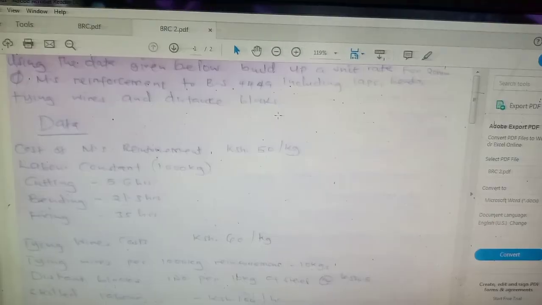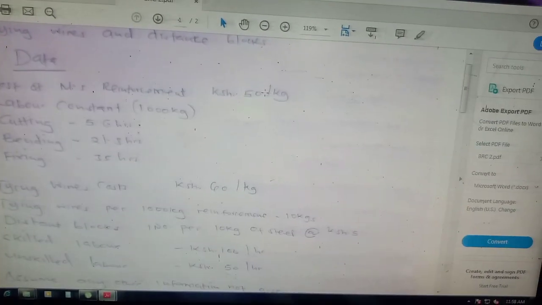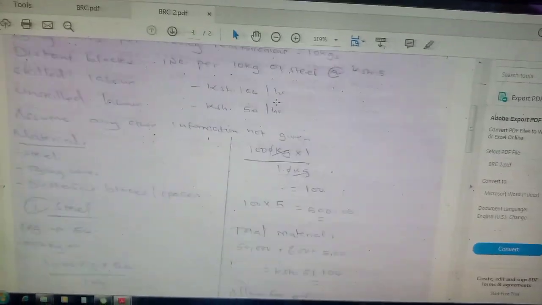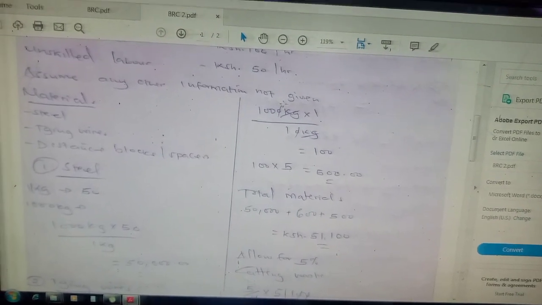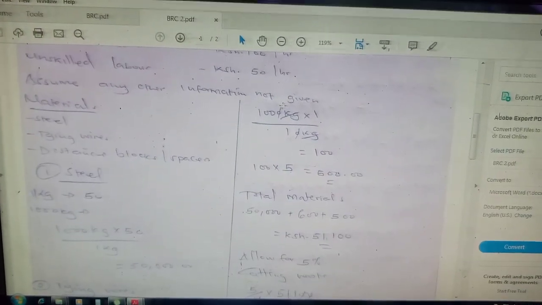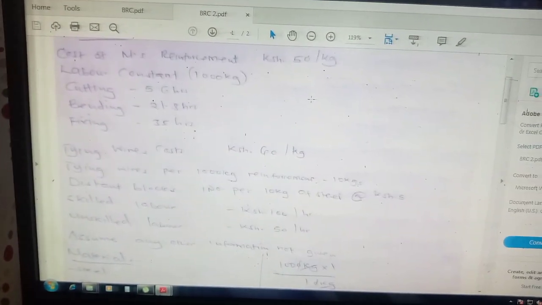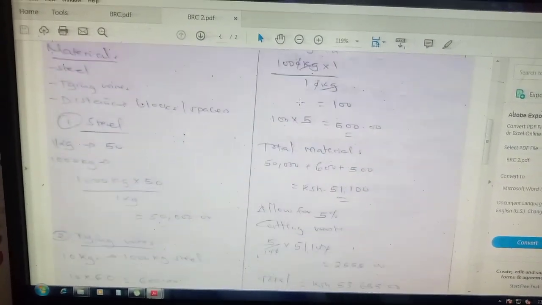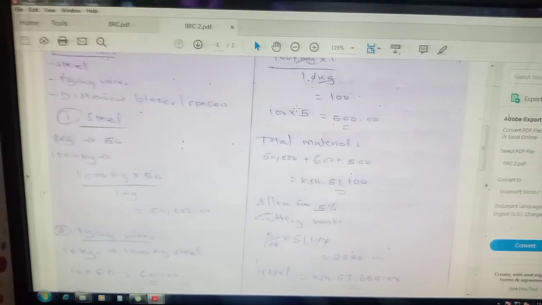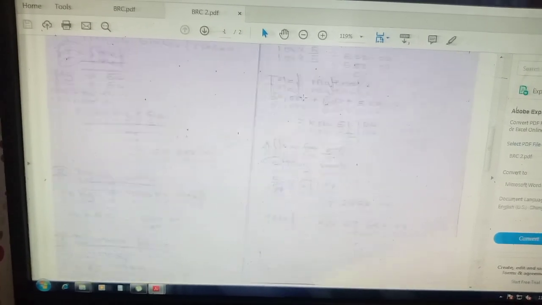Okay, so this one is a bit simple compared to BRC. As per my view, this one is a bit simple because we are given everything. We've been told we will cost for 1000 kgs of steel. So you'll say 1 kg is equal to 50 shillings as per the data. 1 kg of steel, 50 shillings. Then what of 1000 kgs? It will be 50,000. It's kind of simple.